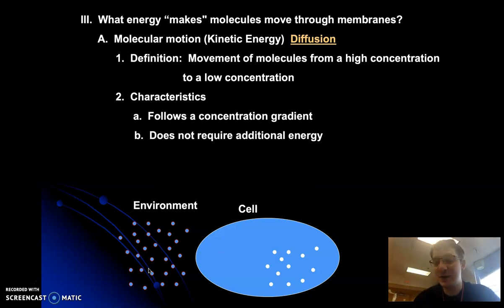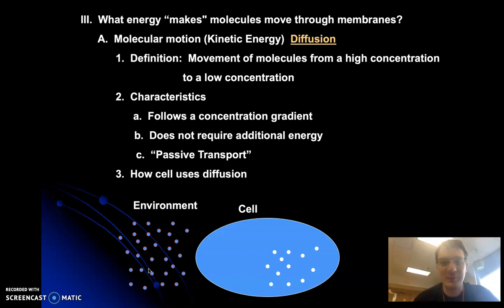It does not require additional energy. We're not using ATP. We're not using sugar. The natural energy from the kinetic energy of the molecules is what's causing them to move. We call this passive transport because you're not actually doing anything. If you're a passive person, you just kind of let things happen to you. And so the molecules are passively going to move from one side to the other.